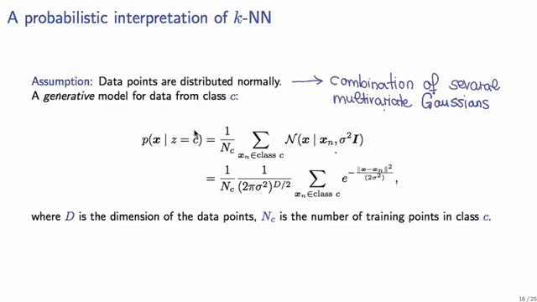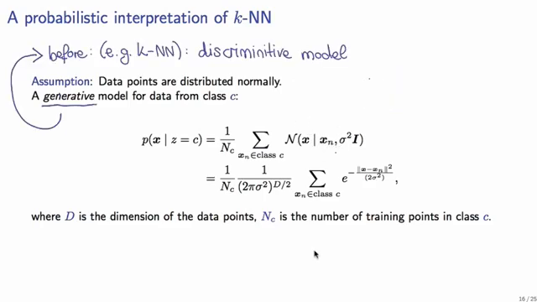So knowing that our class that we are looking at is class C, the probability that the data point x is being generated is the average over all of the Gaussians that use data points from class C as the mean values. Like I said, here we are trying to model the way that the data has been generated. This is in contrast to before, where we have created a discriminative model.